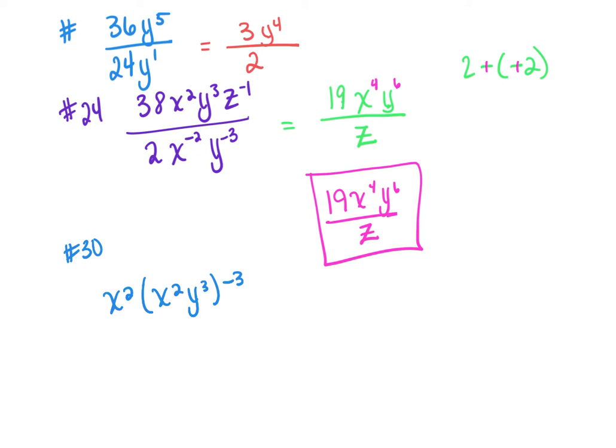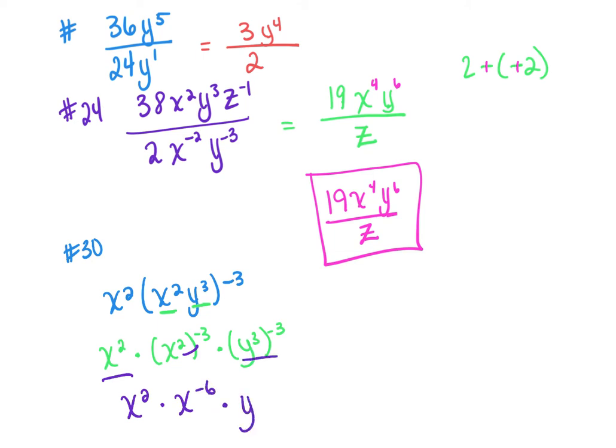Power to a power. So I'm going to leave this x squared alone. This x squared is going to be taken to the negative 3rd. This y cubed is going to be taken to the negative 3rd. All right. Leave this alone still. Power to a power. 2 times negative 3 is what? Negative 6. Power to a power. 3 times negative 3 is negative 9. All right, we're going to bring it up here.